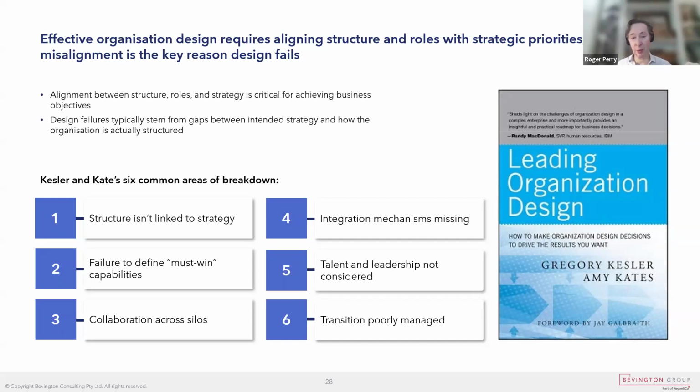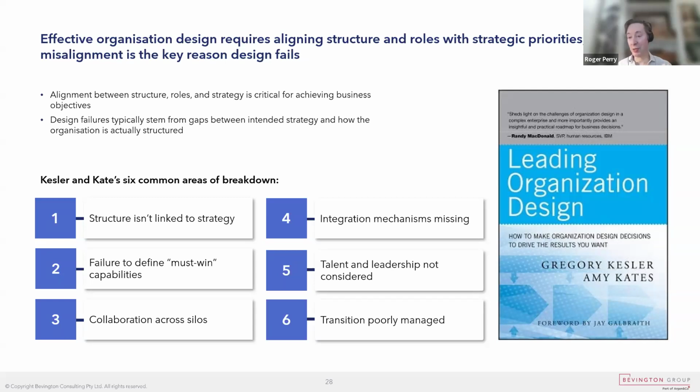Collaboration across silos. I think we all know about that one. Integration mechanisms not working, where you actually need to collaborate there. You cannot set up a structure that meets every need. Everything is a trade-off. And to deal with some of those trade-offs, you need other ways of working, ceremonies, committees, councils, clever ways to set up KPIs and all sorts of other things.